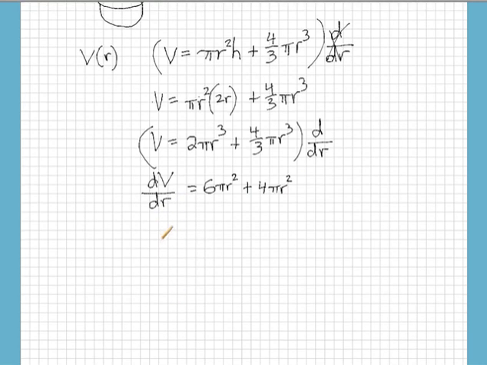And it looks like we have some like terms there, so we have dV/dr equals 10 pi r squared. Alright, there it is.